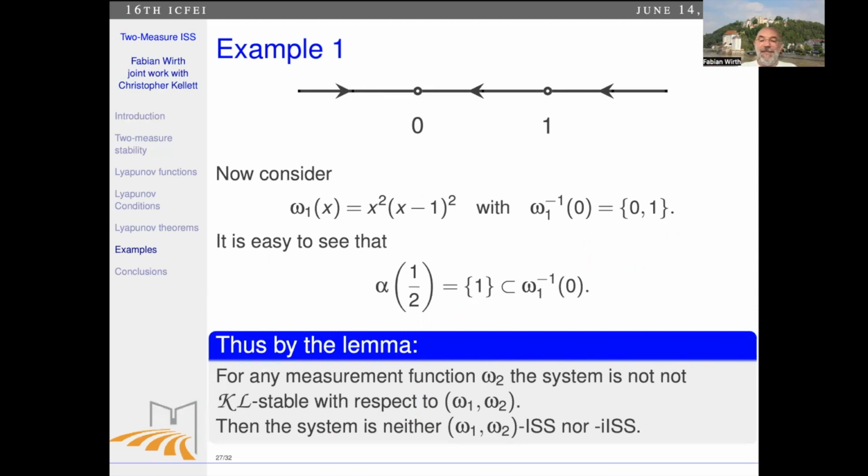The system is not input to state stable, not integral input to state stable, but if you take a nice measurement function like x squared, which is not compatible with omega-1, it will be integral input to integral state stable.